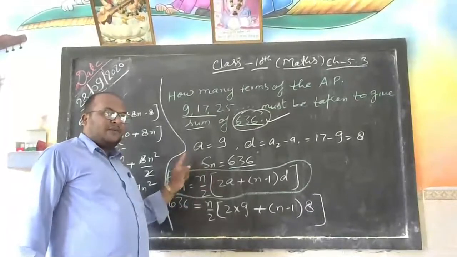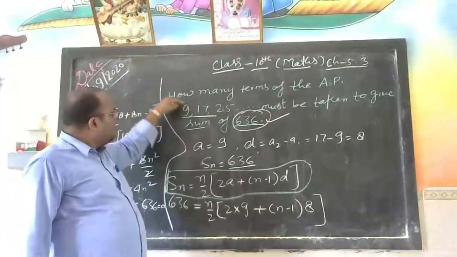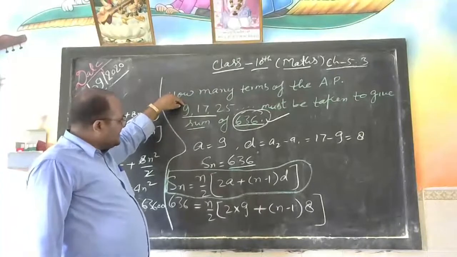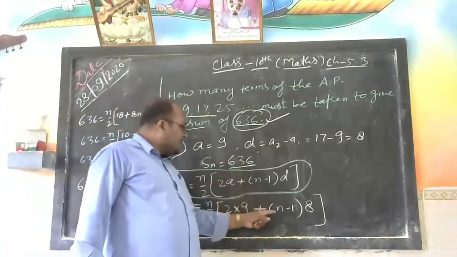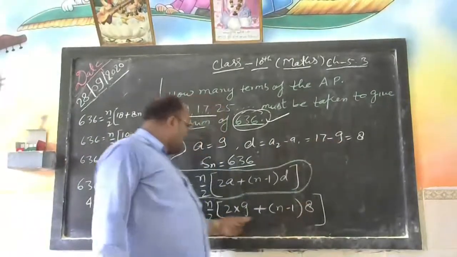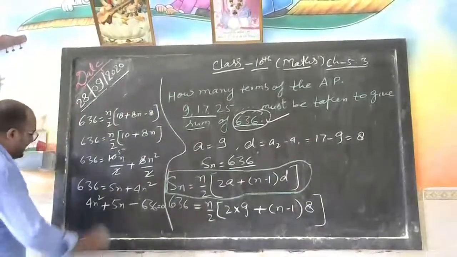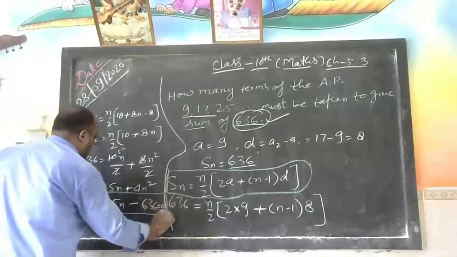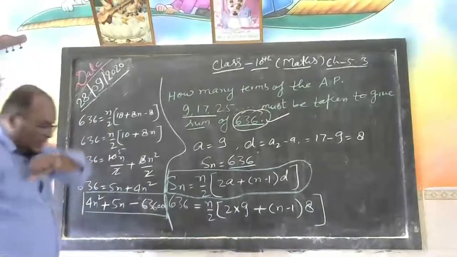So just leave the value of n and put the value of a from the series. So a is equal to 2 into 9 plus (n minus 1) and d you found here. Clear? So after solving this equation, you get a quadratic equation, which is 4n square plus 5n minus 636.